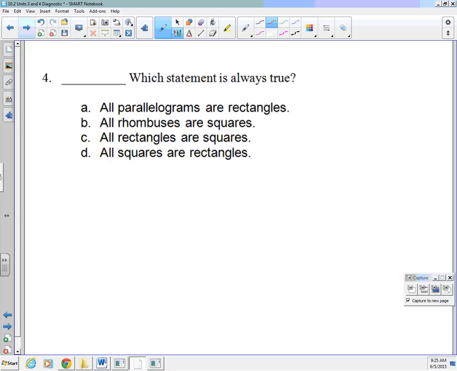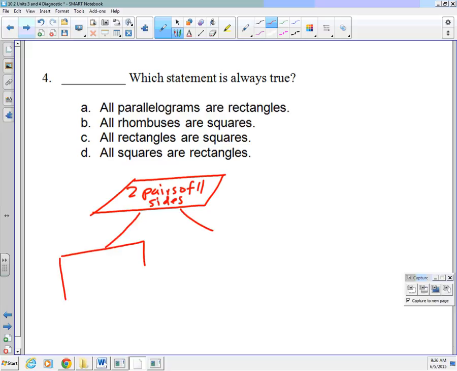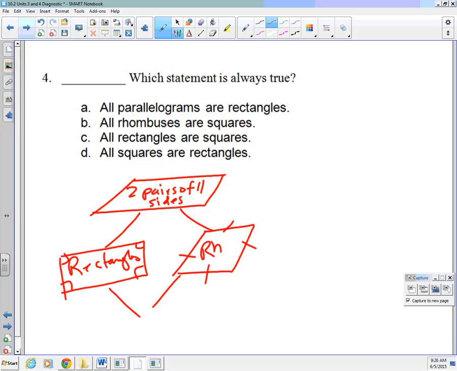Okay. Number 4, which statement is always true? A good idea here is to have an understanding of what the relationships are. So parallelograms, basically their defining characteristic is that you have two pairs of parallel sides. And there's lots of other characteristics, but that's the defining characteristic. Then you have special versions of parallelograms like rectangles, which have right angles and congruent diagonals. Then you have rhombuses, which have all sides congruent. This is a rhombus. Then at the lowest level here, you have squares.